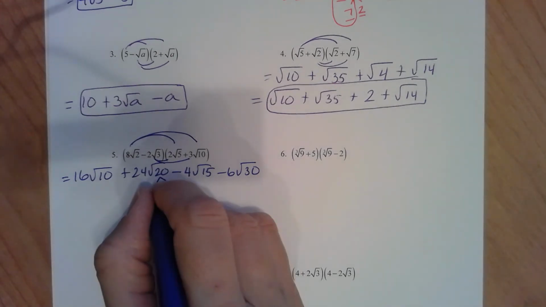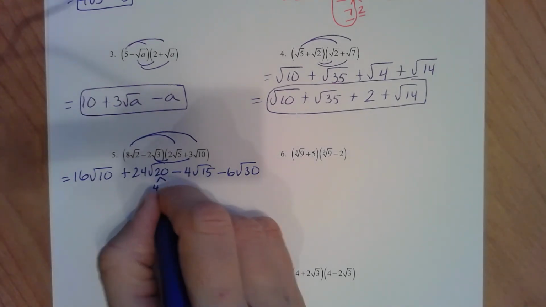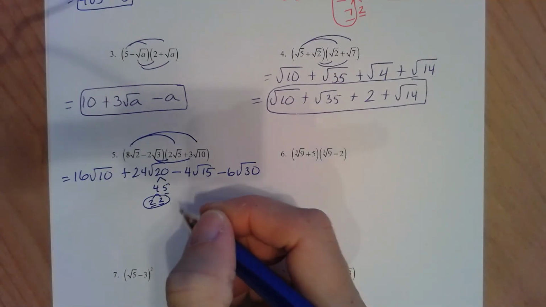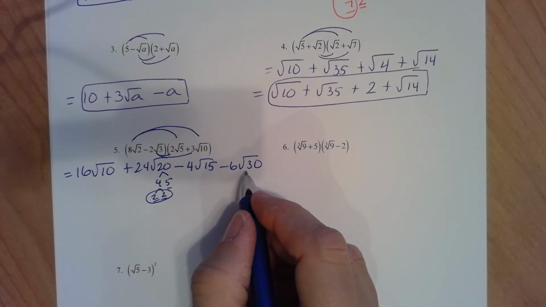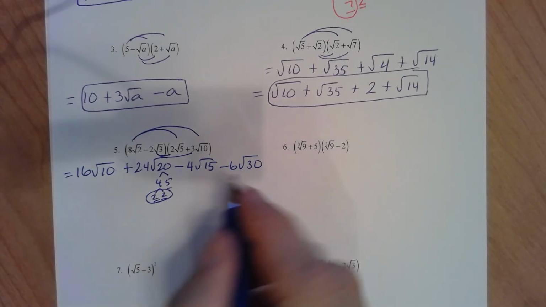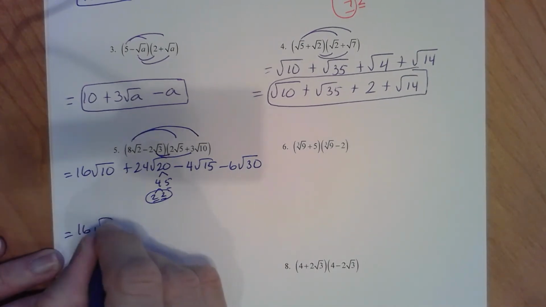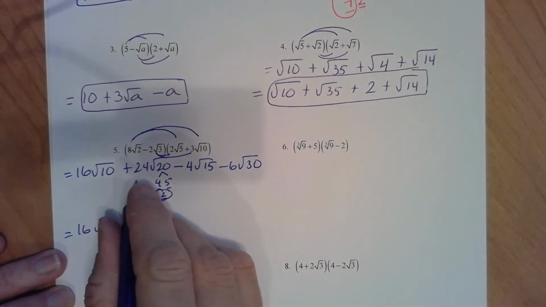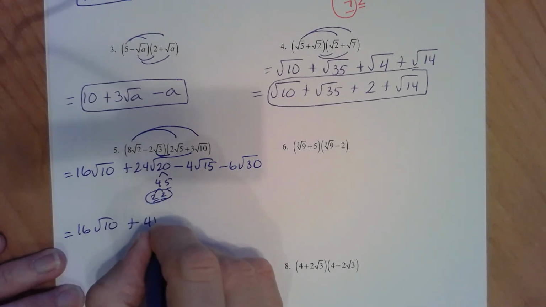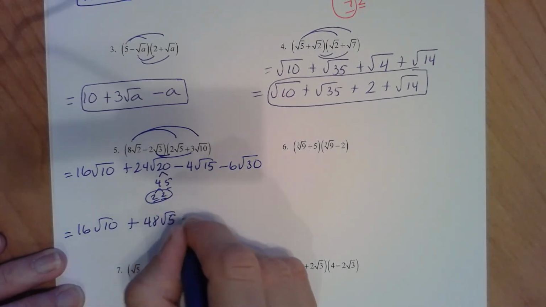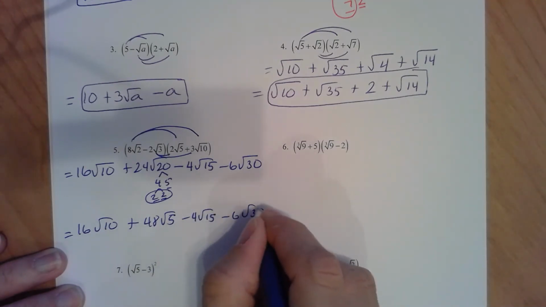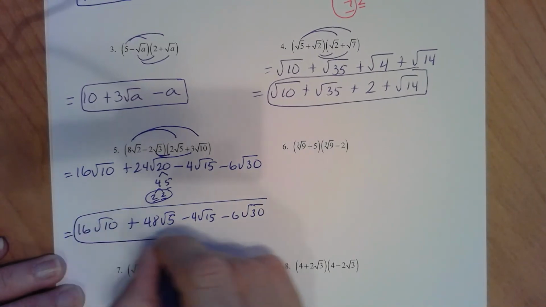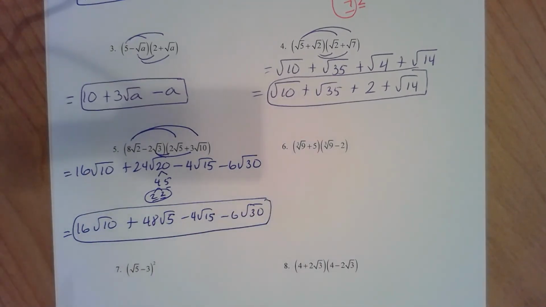Now 20 is 4 times 5, and 4 is 2 times 2. So you do have a pair of 2's. Nothing can come out of 15 because it's just 3 and 5. Nothing can come out of the 30 because it's 3 times 2 times 5. So no pairs. So our final answer is going to be 16 square root of 10 plus, we already had 24 on the outside, times the 2, which is 48 square root of 5, minus 4 square root of 15, minus 6 square root of 30. No like radicals, so I'm done at that point.